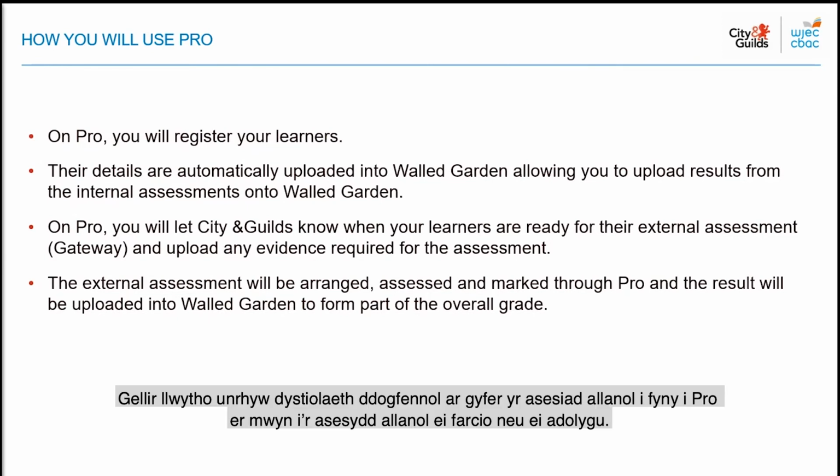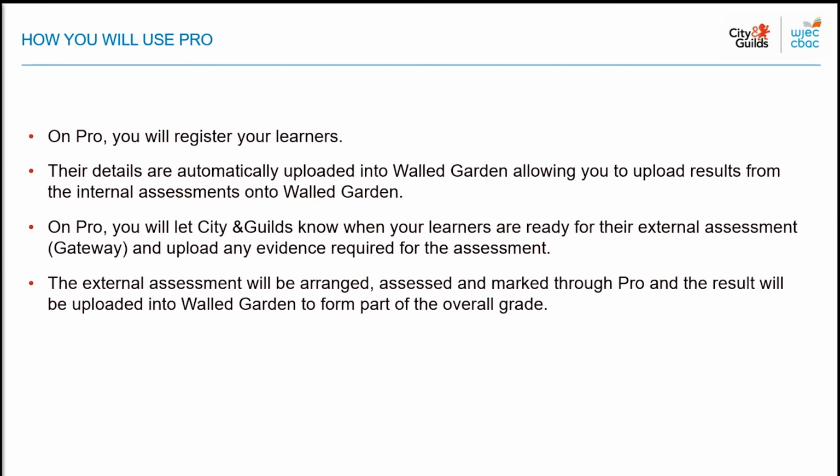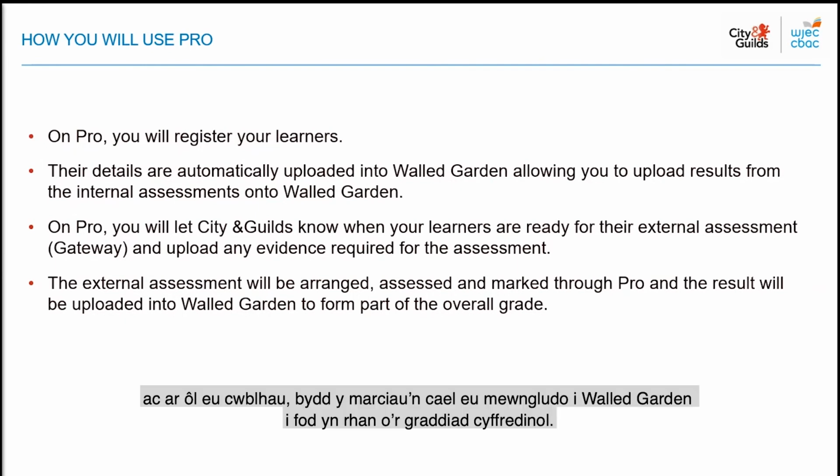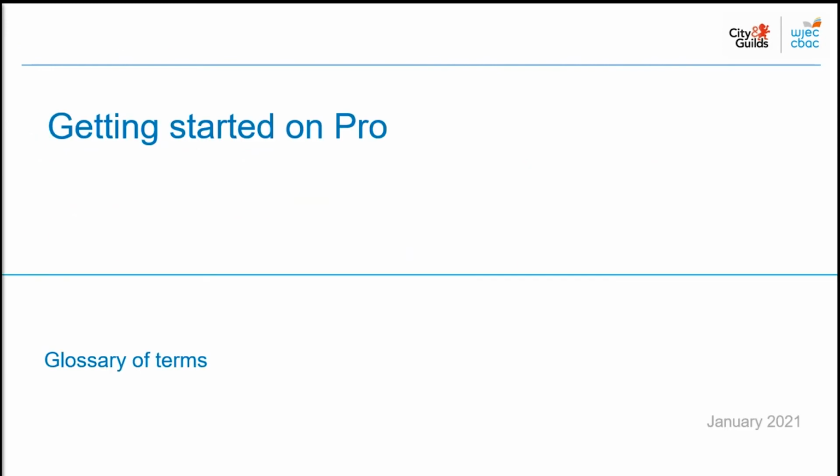Any documentary evidence for the external assessment can be uploaded into Pro for the assessor to mark or review. And once the assessment has taken place, the assessor will add their marks onto Pro, and once completed, the marks will be imported into Walled Garden to form part of the overall grade.